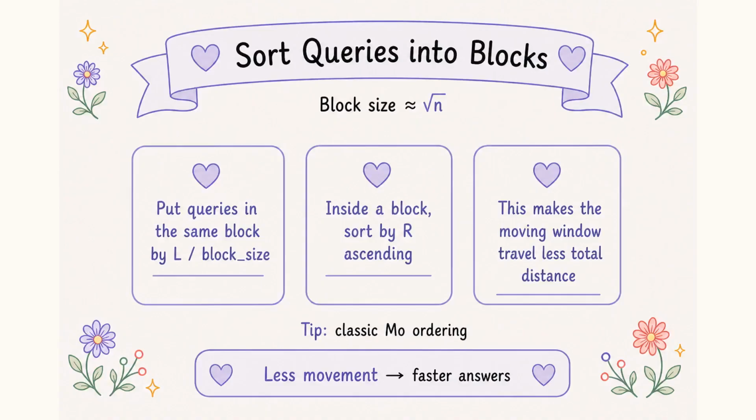Sort queries into blocks. Choose block size about square root of n. Queries in the same block share similar left indexes. Inside a block, sort by right index. This classic Mo ordering makes the window travel less total distance, which makes the algorithm fast enough.